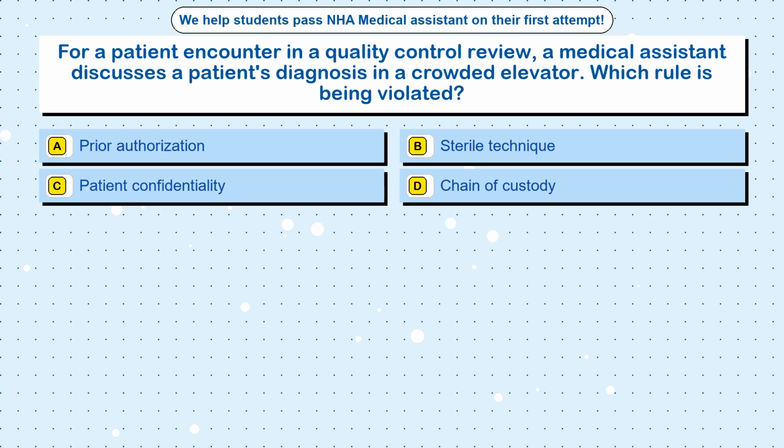Question 77. For a patient encounter in a quality control review, a medical assistant discusses a patient's diagnosis in a crowded elevator.